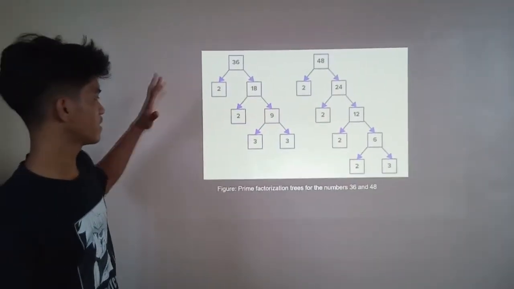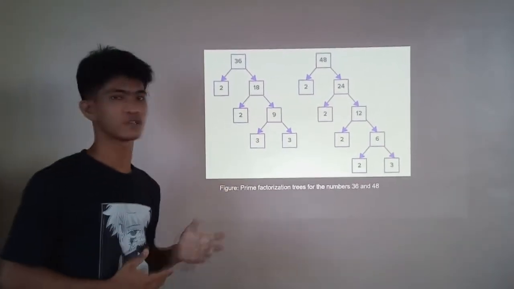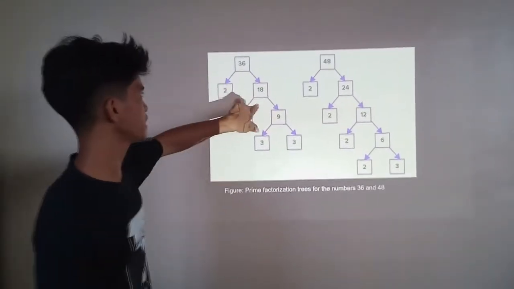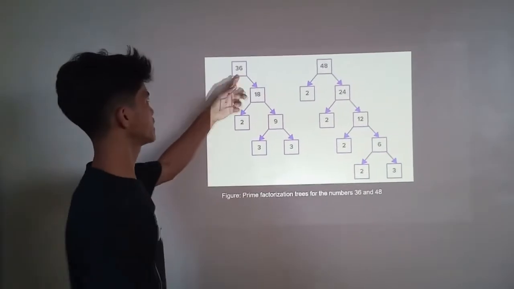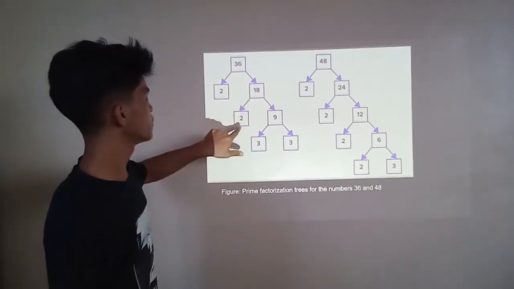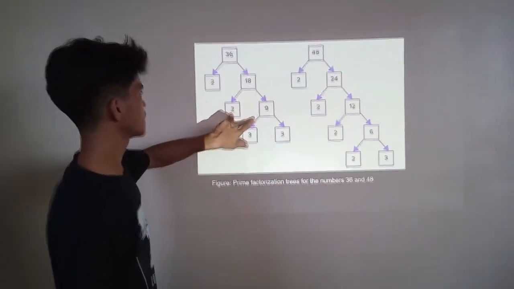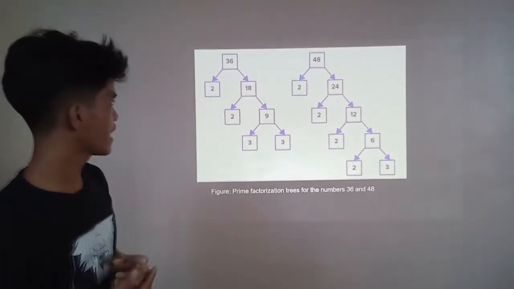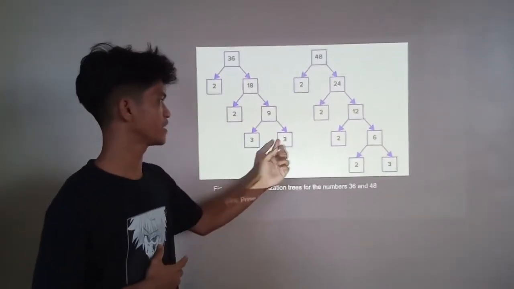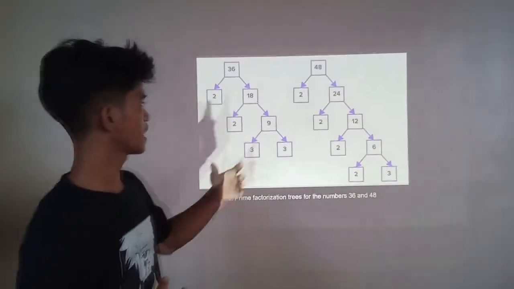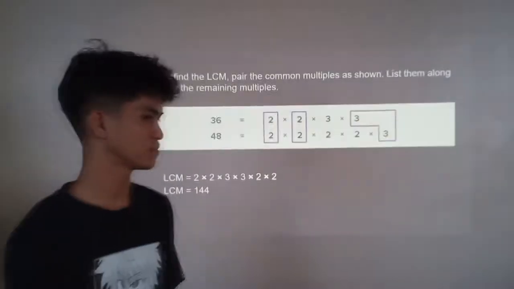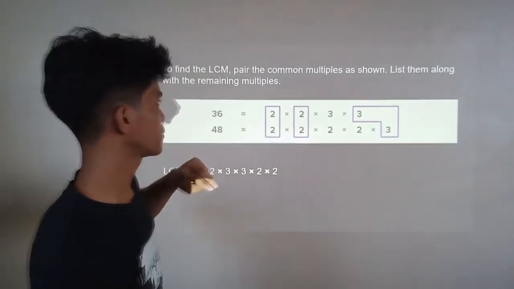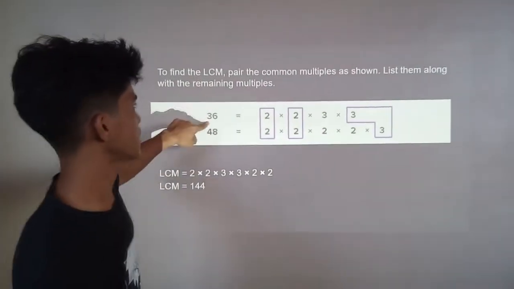So here is the generated tree of 36 and 48. In here we can see the numbers 2 and 18, which is the factorization of 36, followed by 18 which has a factorization of 9 and 2, and 9 has a factorization of 3 and 3. So that's the 48. So in that we can get the factorization of 36 and 48.